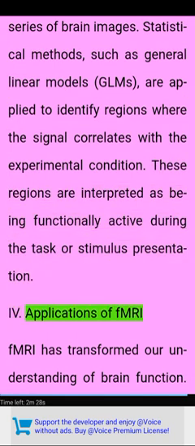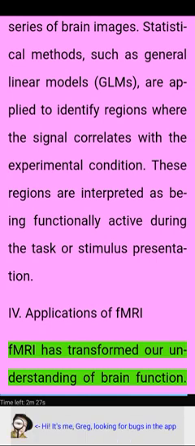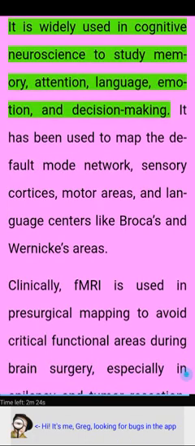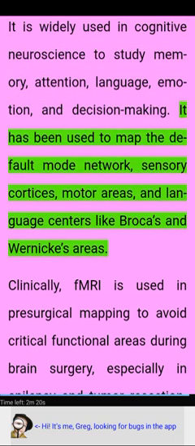4. Applications of fMRI. fMRI has transformed our understanding of brain function. It is widely used in cognitive neuroscience to study memory, attention, language, emotion, and decision-making. It has been used to map the default mode network, sensory cortices, motor areas, and language centers like Broca's and Wernicke's areas.